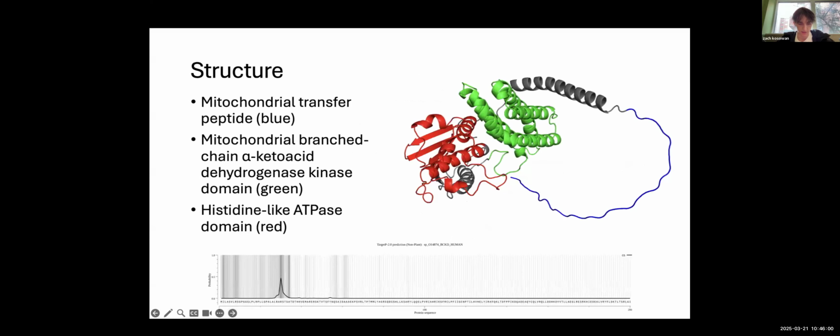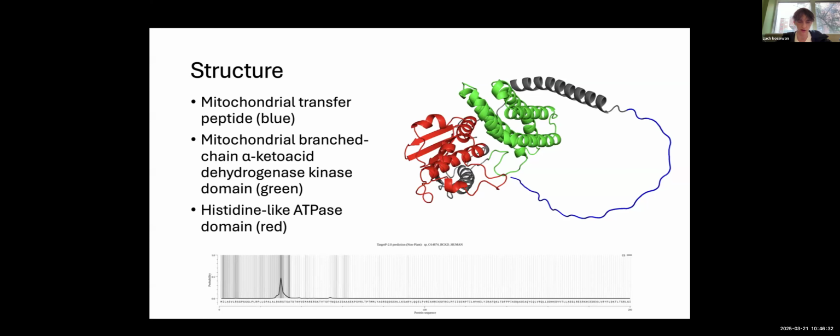So here I have the AlphaFold structure of BCKDK, and you can see I've colored the 2 domains red and green, while the mitochondrial transfer peptide is shown in blue. The domain in green is the mitochondrial branched chain alpha keto acid dehydrogenase kinase domain, which is pretty much a 4-helix helical bundle. And the domain shown as red is the histidine-like ATPase domain, which consists of both alpha helices and beta sheets. Like I said, the protein is mainly localized to the matrix, and this is due to the presence of a mitochondrial transfer peptide at the N-terminus of the protein.